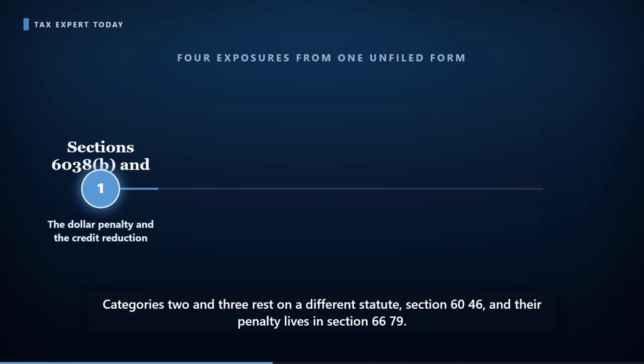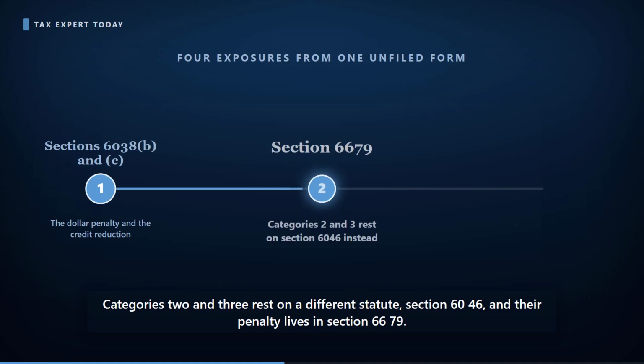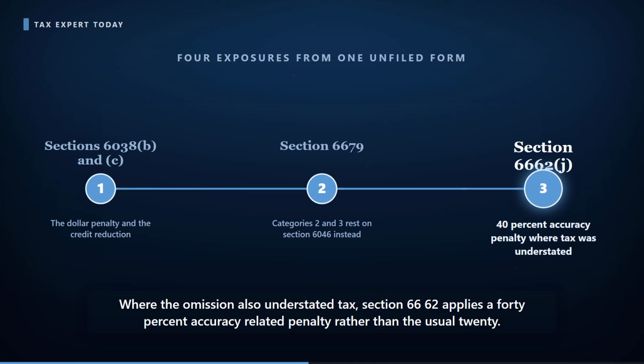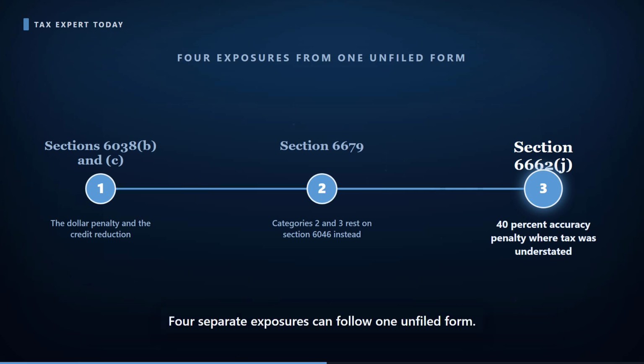Categories 2 and 3 rest on a different statute, Section 6046, and their penalty lives in Section 6679. Where the omission also understated tax, Section 6662 applies a 40% accuracy-related penalty rather than the usual 20%. Four separate exposures can follow one unfiled form.